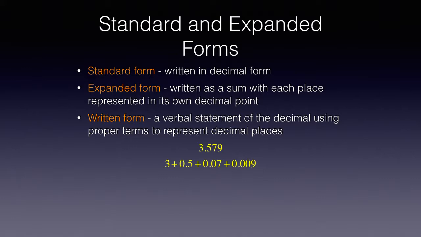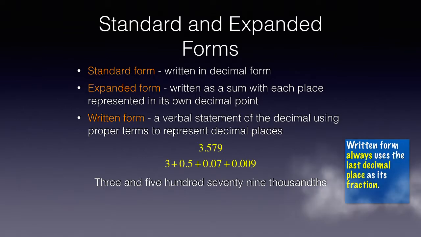Okay? Now, just so that we're clear, let's say that was 3.079. I would not have a 0.0 for that place. I would just go 3 plus 0.07. So we don't include zero places. And let's say it was 10.579. I would say 10 plus 0.5. I wouldn't say 10 plus 0. So we do account for non-zero digits. We do not account for places that are occupied by a 0. And if we were to write that out verbally, it would be 3 and 579 thousandths. The fraction that we use is always the last place. The 9 is in the thousandths place, so our fraction is in thousandths.